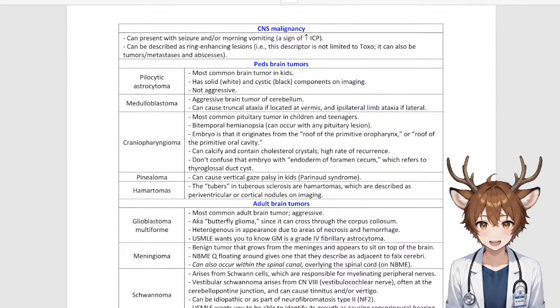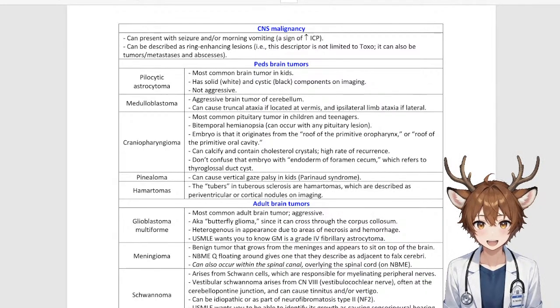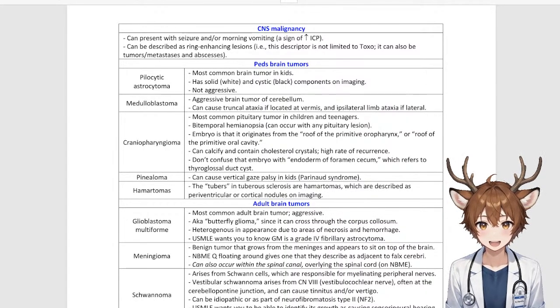Hamartomas, the tubers in tuberous sclerosis are hamartomas, which are described as periventricular or cortical nodules on imaging.